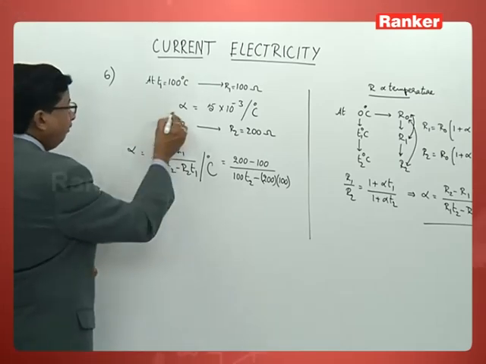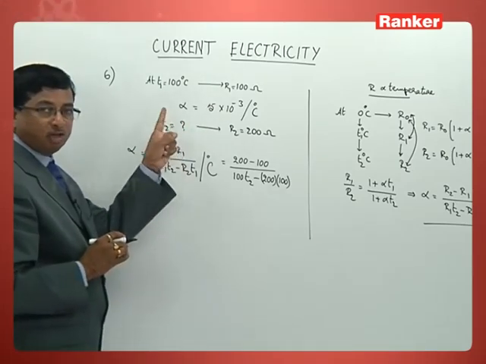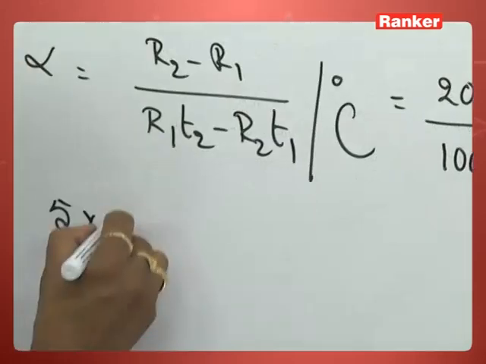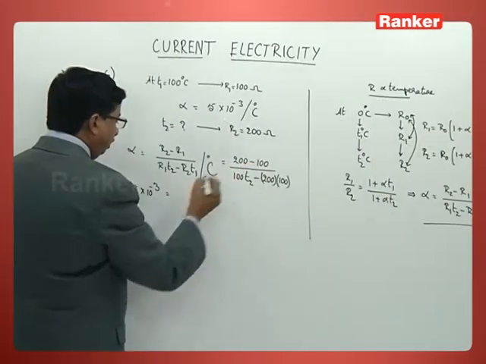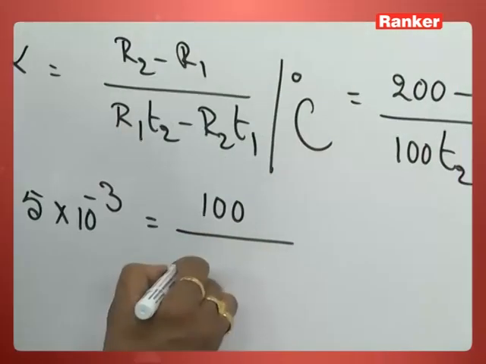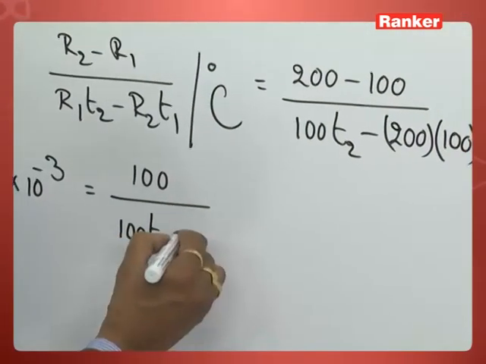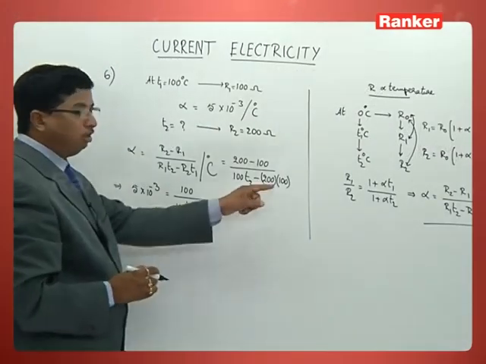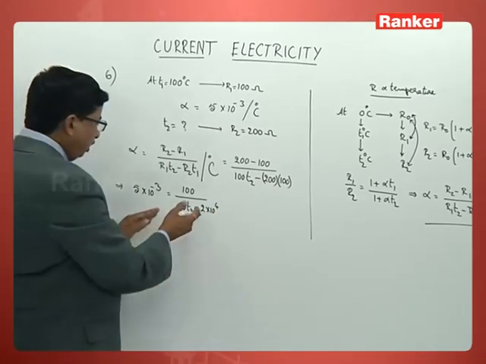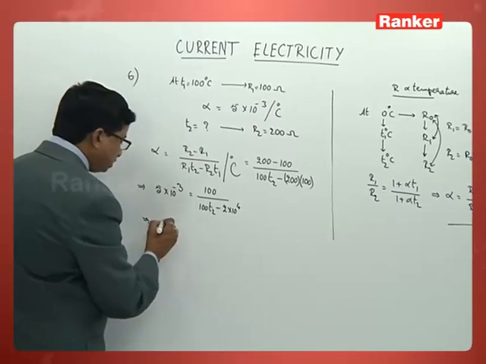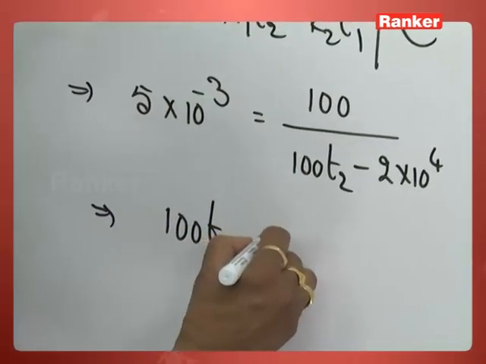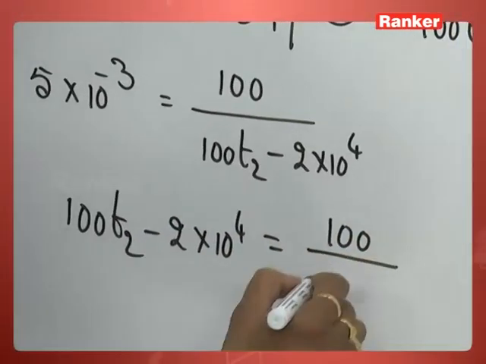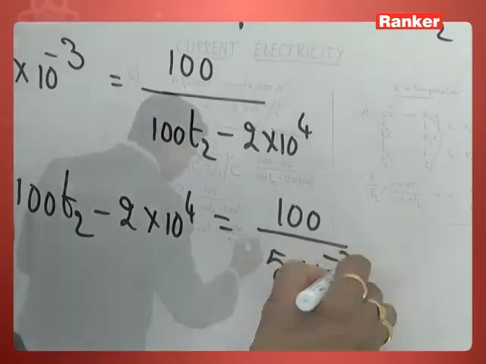And you know pretty well what is the value of alpha given. It's 5 into 10 to the power minus 3. So what can we write now? 5 into 10 to the power minus 3 is equal to, difference is 100, by 100 T2 minus 2 into 10 to the power 4. You can all understand 200 into 100 can be written like this. Now bring this one this side and simplify this whole lot. 100 T2 minus 2 into 10 to the power 4 is equal to 100 by 5 into 10 to the power minus 3.